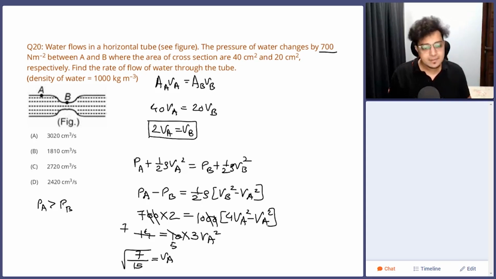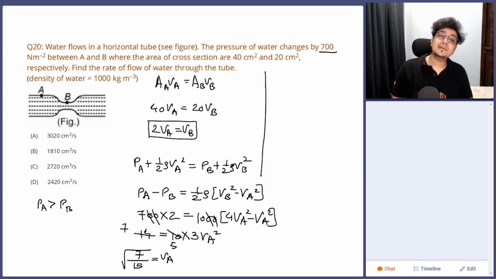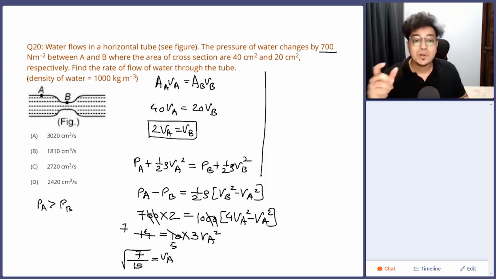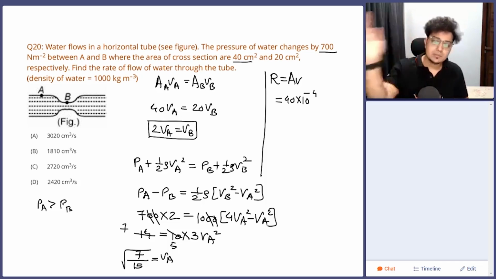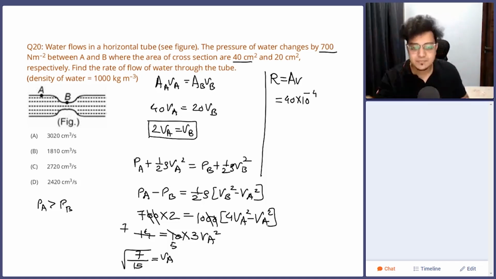Okay, clear? So this is your VA value, but we have to solve for something else. And what is that? Yes, we have to solve for volume flow rate, and that too in centimeter cube per second. So volume flow rate is cross-section area into velocity. So I have the VA value and the cross-section area at point A is 40, but centimeter square converted to meter square is 10 raised to minus 4. Centimeter to meter is 10 raised to minus 2, square will be 10 raised to minus 4.